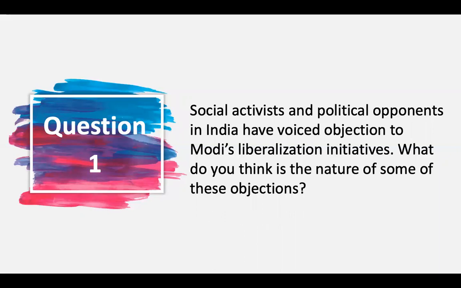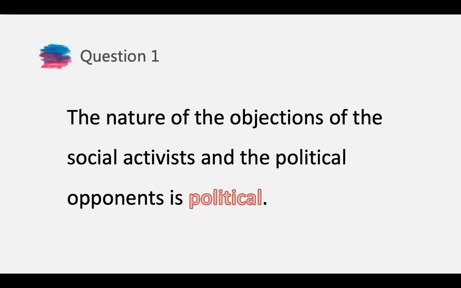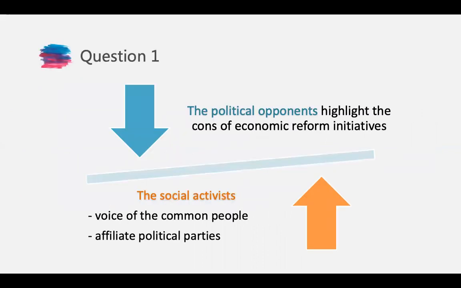Our group thinks the nature of the objection of the social activists and the political opponents is, obviously, all political. The political opponents will always highlight the cons of any economic reform initiatives by Prime Minister Modi because they want him to look bad. They want to paint him in a negative light. That way, he will become unpopular with the people.